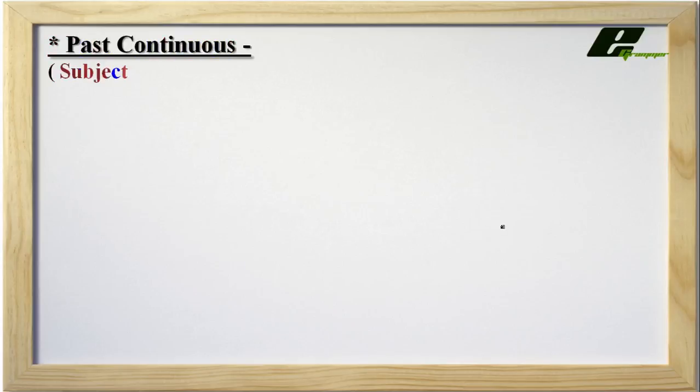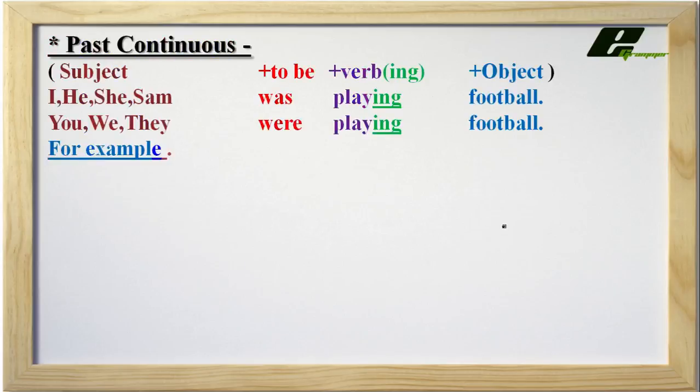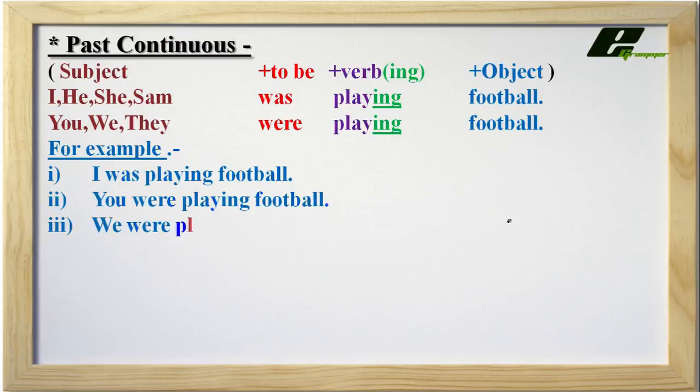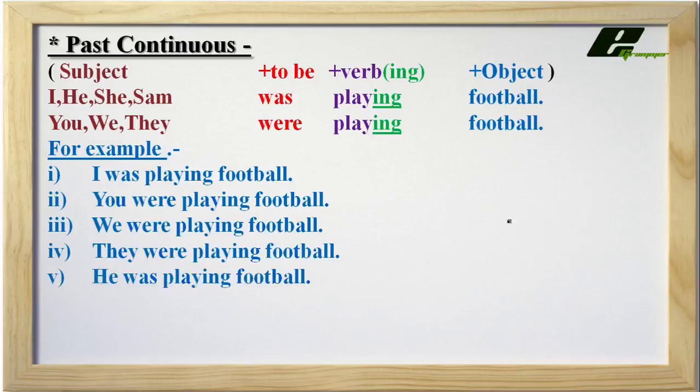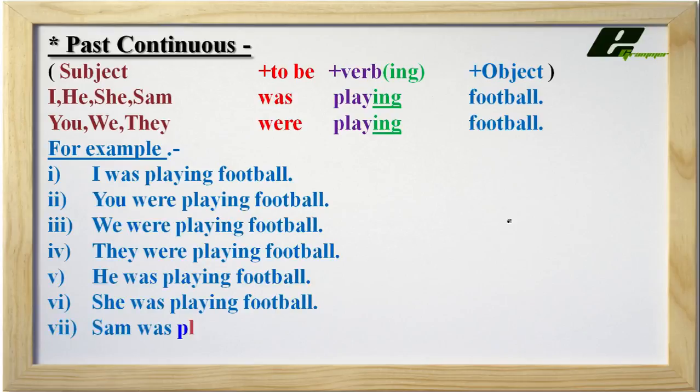Understood? Now let us see some examples for this. For example, I was playing football, you were playing football, we were playing football, they were playing football, he was playing football, she was playing football, Sam was playing football. Understood? It means they were doing that activity in the past. Now they are not doing this. At this moment they are not doing that activity.